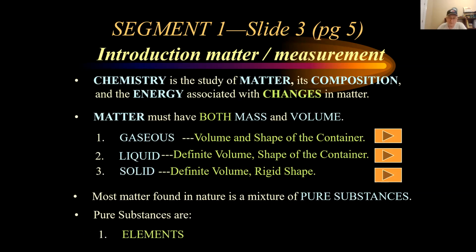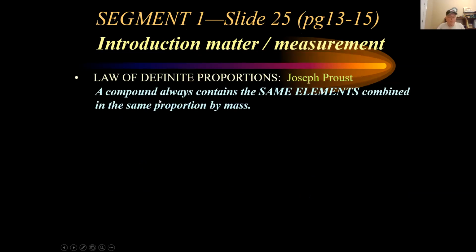We've talked about those. On my periodic chart, there are 109 of them. That's the simplest form of matter. It could also be compounds, and a compound is a union of two or more elements. Now, this is a statement of the law of definite proportions that was due to Joseph Proust.